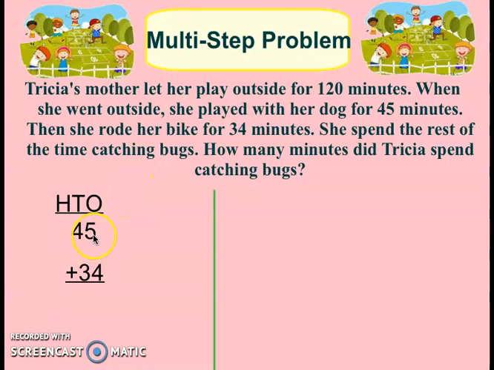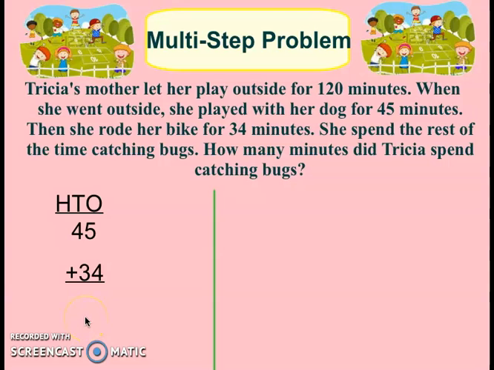Okay, boys and girls, we already know how to add. So we have our hundreds place, our tens place, and our ones place. So we have 45, then we have 34. Now we need to find the sum of both numbers.